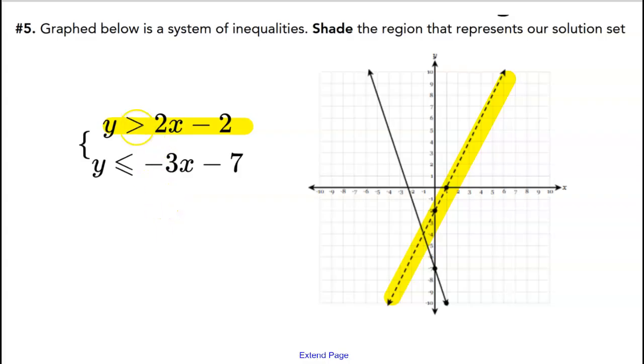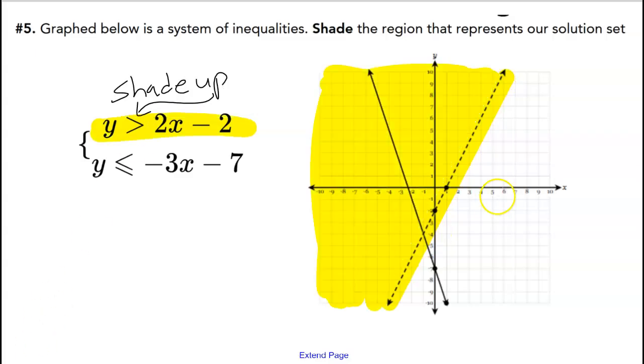Notice that it's greater than, and you want to think about where you need to shade when it's greater than. Notice that it doesn't have an equal to, so that's why they put a dashed line here. So if we're going to shade that one, we're going to shade it up because it's greater than. So we shade up.